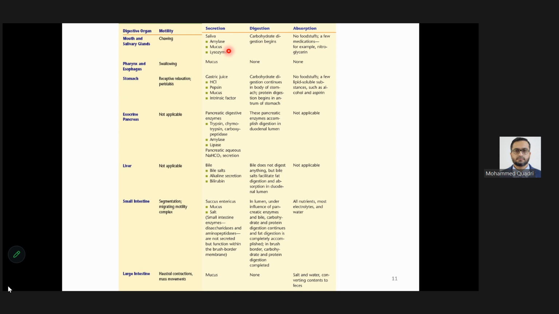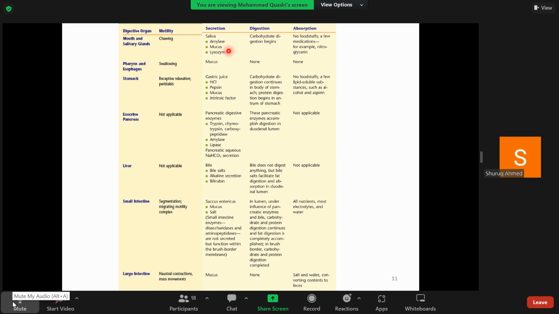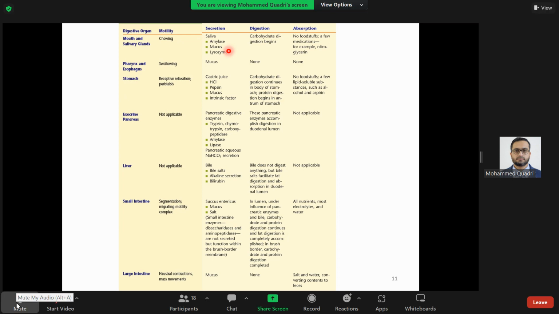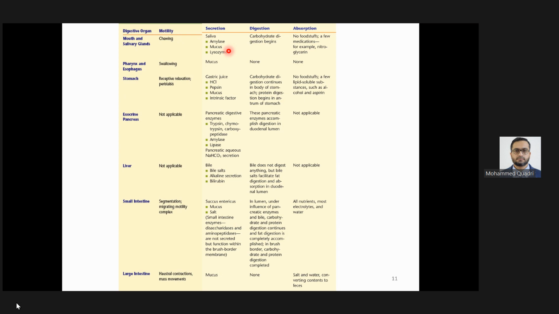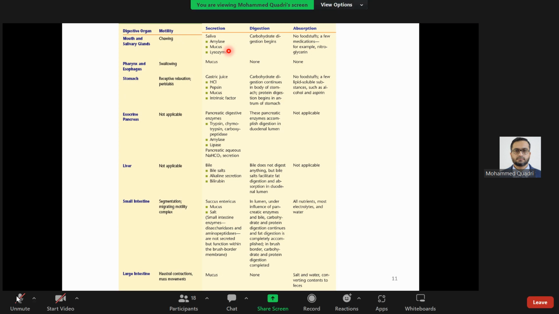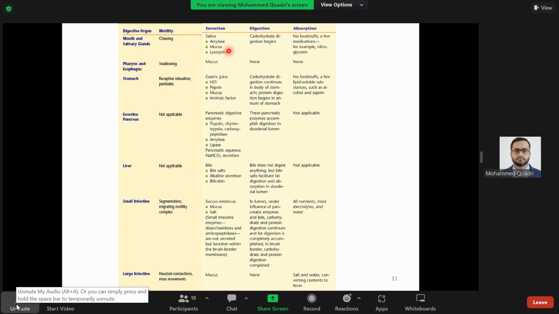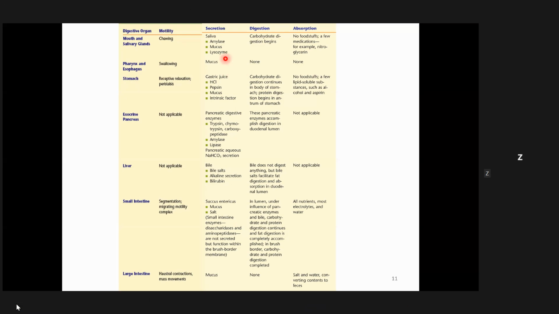So now you classify for me. The parotid, what is it? Serous. Yes. What about submandibular? Mixed. What about sublingual? It's mainly mucus, not mixed. So just remember simply: parotid is serous, sublingual is mucus, and submandibular is mixed. Is that fine? Sublingual is mucus.